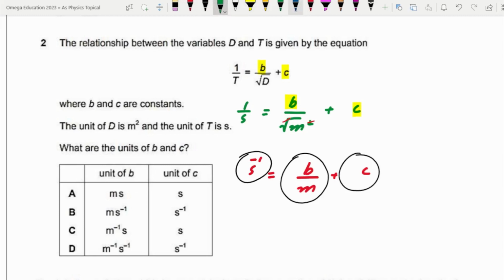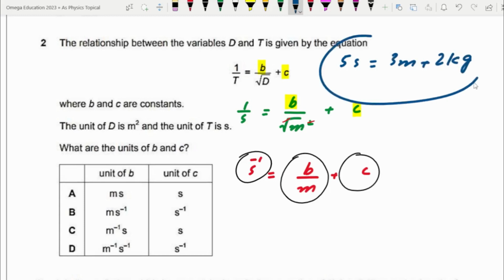I mean, think about it. For example, we cannot have an equation that looks something like this: 5 seconds equals 3 meters plus 2 kilograms. No, you can never have an equation like this. Why? Because the units, the dimensions, are different. So the units have to be the same. Only then the quantities can be added and the final answer would also be in the same unit.